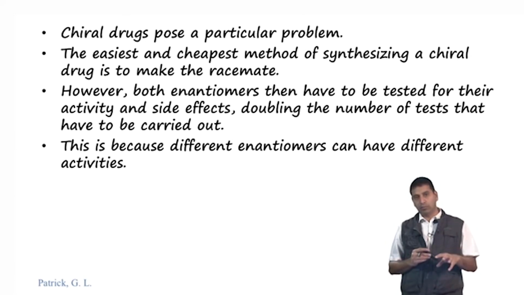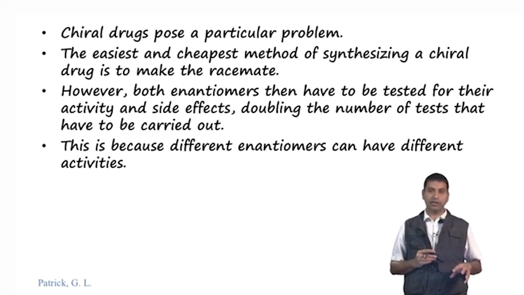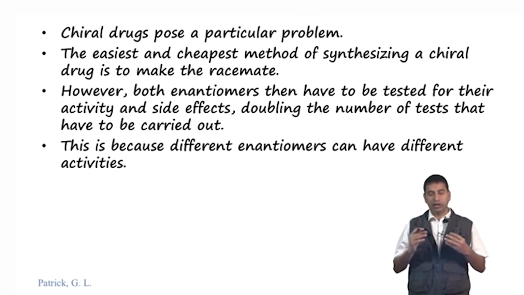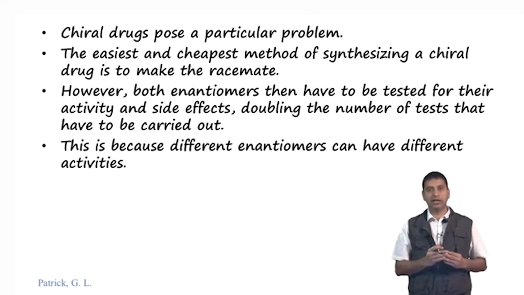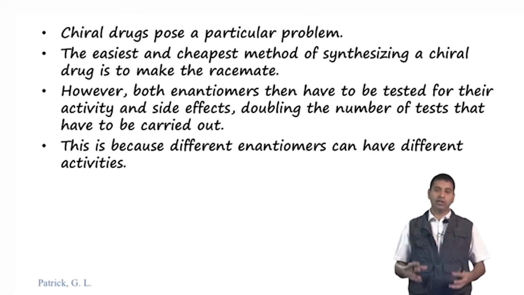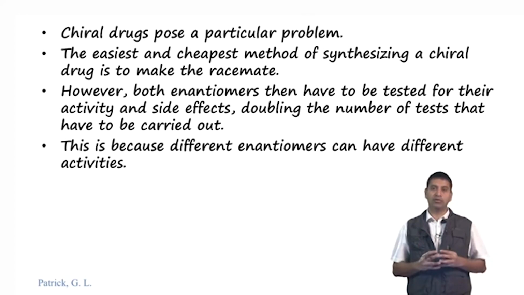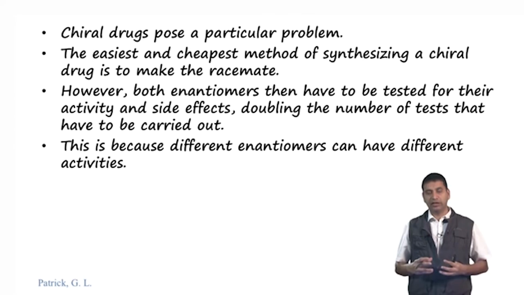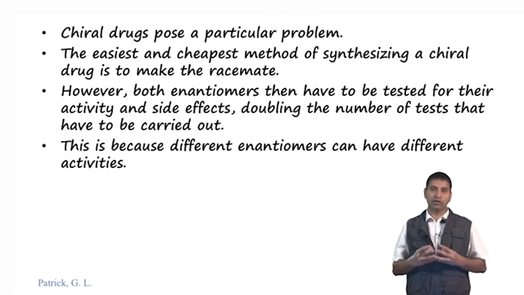Now, the other problem is that if you are using the drug as a racemate, as we have discussed previously, both enantiomers have to be tested for activity and side effects. So, let us say we have a preclinical investigation in an animal model, and we would need to use, let us say, 25 animals for a particular drug. Because I am dealing with both enantiomers, I have to now double the number of tests, which means I would have to use 50 animals. So this not only increases the cost, but is also not useful from a standpoint of ethics.